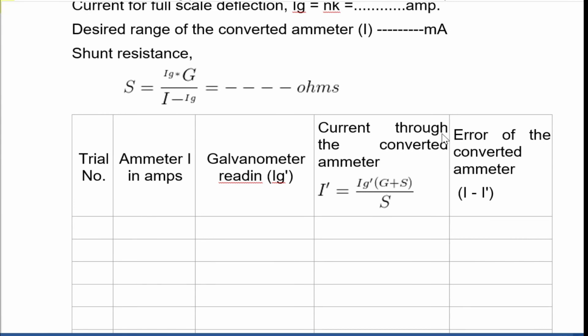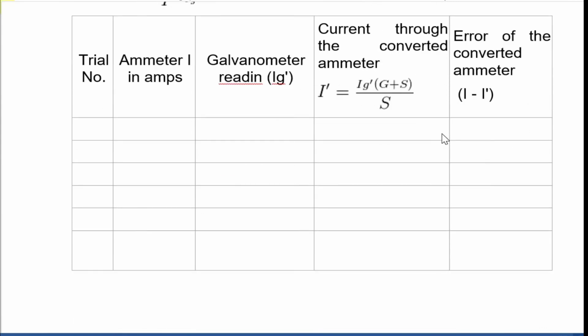See the table. In the first column, the trial number has to be noted, and the ammeter reading I in amps has to be recorded. The galvanometer reading should be noted. The current through the converted ammeter I dash has to be calculated with the help of the formula, and the error of the converted ammeter I minus I dash has to be written.